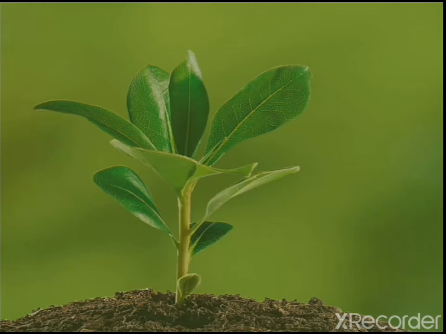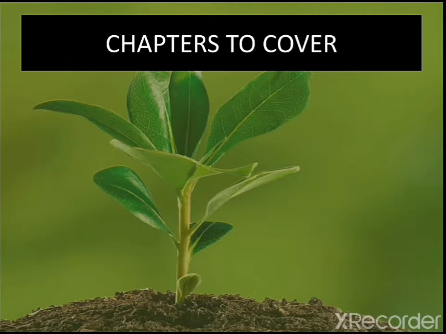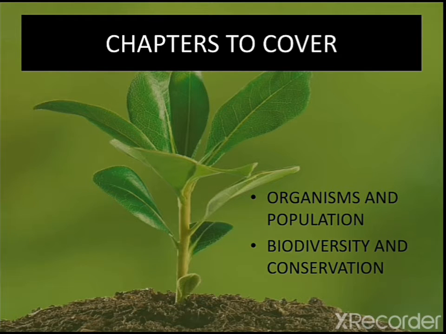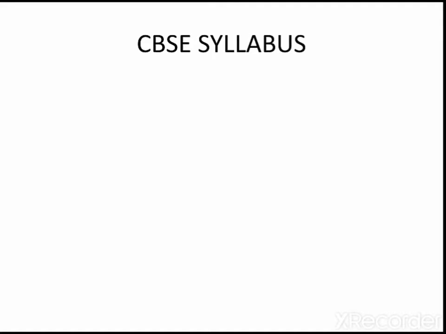Now if you look at the chapters which we have to cover in this particular unit, we are basically having two chapters. Chapter number 1 is organisms and population, and chapter number 2 is biodiversity and conservation. The chapters ecosystem and environmental issues stand deleted as per the 2021 syllabus. So let us start with the CBSE syllabus.